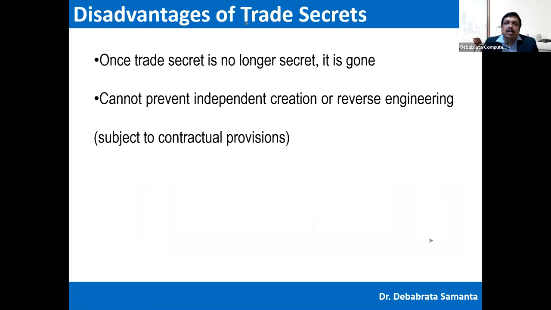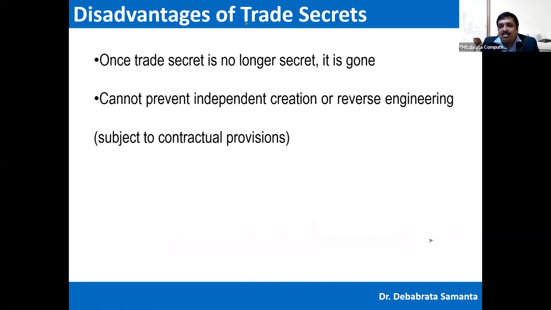Some drawbacks are also there. Don't think that there is always a positive or an advantage. The big drawback of the trade secret mode is that if there is a secret, people always try to learn it. People's minds are full of curiosity. So this type of thing is a big drawback and makes it difficult to protect your trade secret.